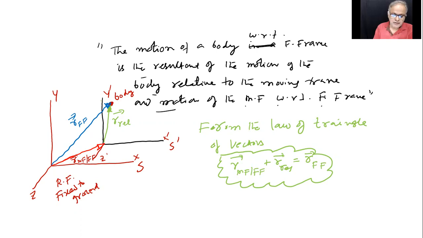R of this moving frame plus R of the body relative to the moving frame is equal to R of the body with respect to the ground frame. Is it okay? Remember, this will keep coming again and again and again in my lessons. Throughout the 2 years of physics, this will keep coming. This is putting things on a firm theoretical basis.